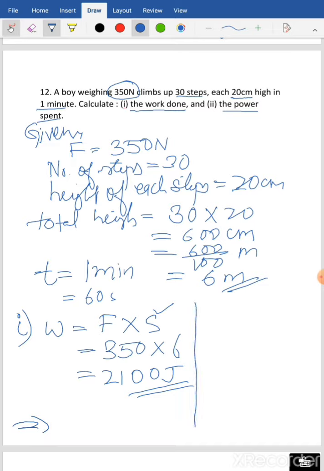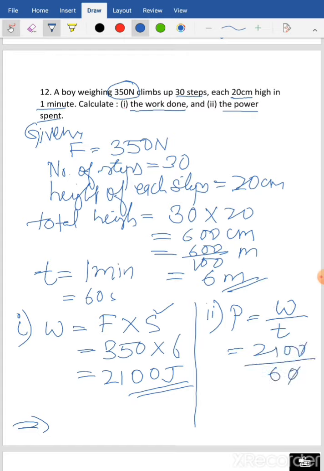This other part, that is the power part, I'm doing here, number 2. But in your copies do it in a serial order. Number 2 is power. Power equals W by T, the formula, isn't it? P equals W by T. The work done here is 2100 divided by 60.